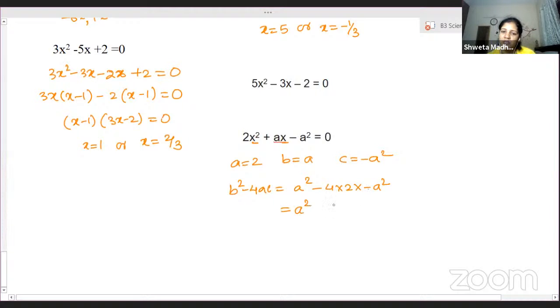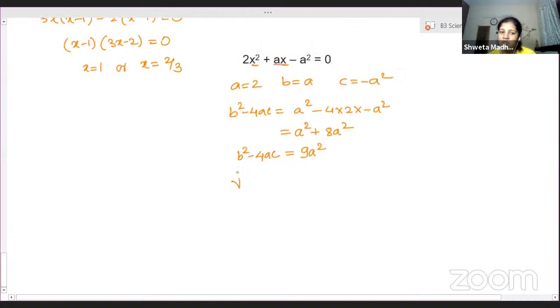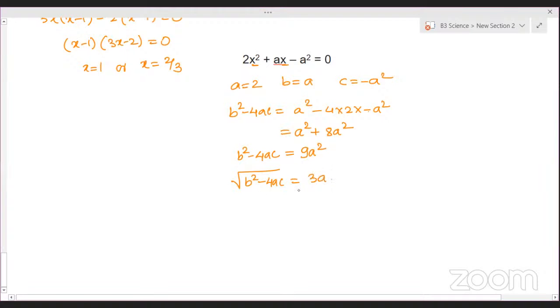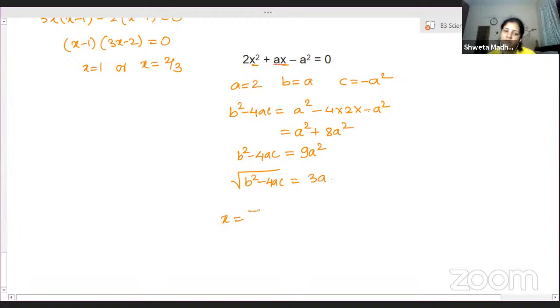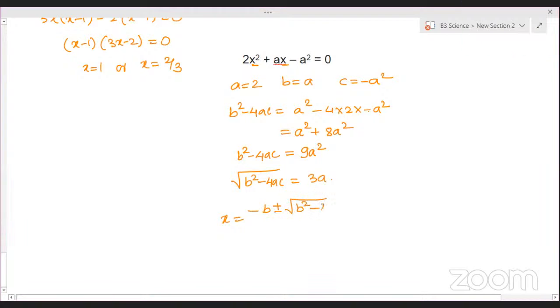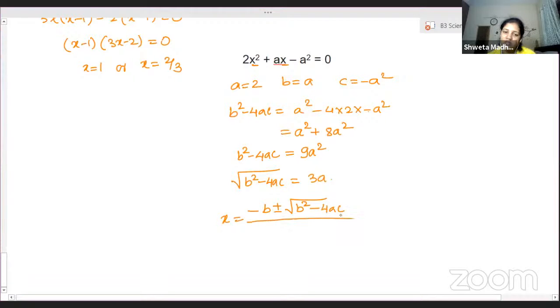So a square minus minus plus 8a square, so it is 9a square. So b square minus 4ac is 9a square. So the square root of b square minus 4ac is 3a. So x is equal to minus b plus minus square root of b square minus 4ac, by 2a.